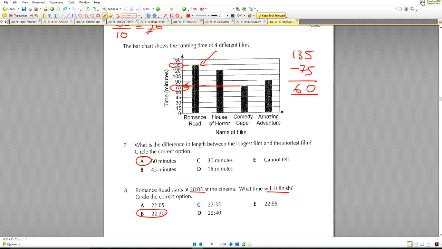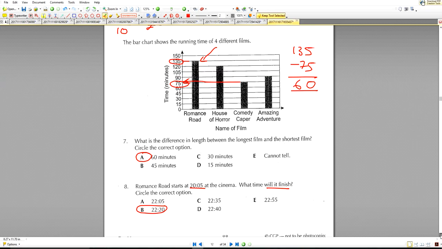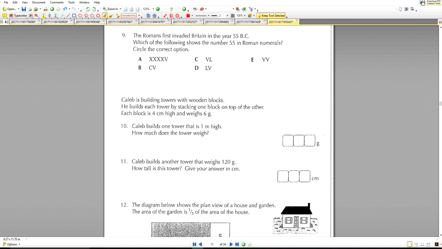Okay, right, let's get back. So let's move on to the next question. Question number 9. The Romans first invaded Britain in the year 55 BC. Which of the following shows the number 55? For question number 9 is D.